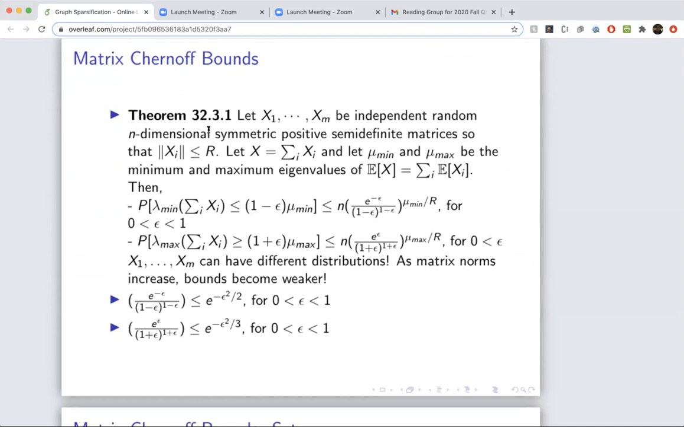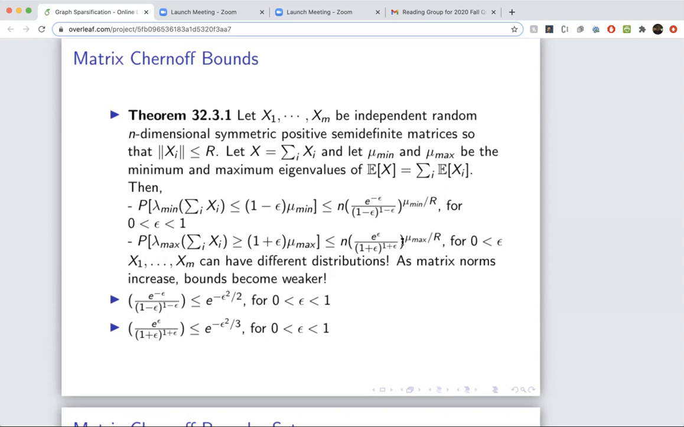So just a statement of theorem 32.3.1, let these M matrices, X1 to XM, be independent random n-dimensional symmetric positive semi-definite matrices so that the norm of any of these matrices is less than or equal to some finite value R. Furthermore, let X be the summation over all the matrices, and let mu min and mu max be the minimum and maximum eigenvalues of the expectation of the summation. Since summation is linear and these are independent matrices, we can move the expectation inside. Then we get the following formulas.